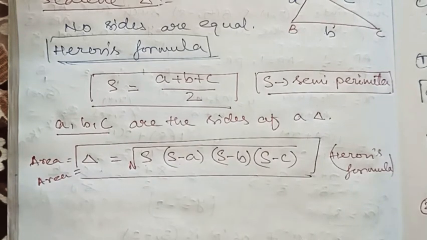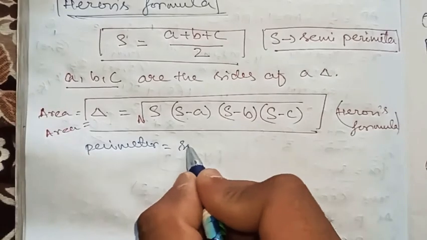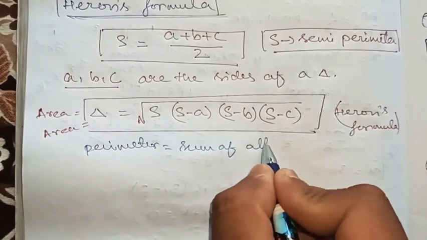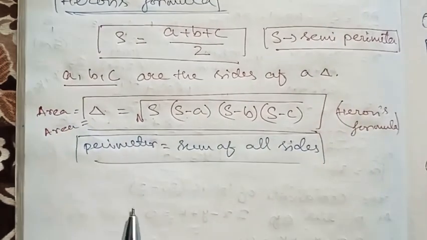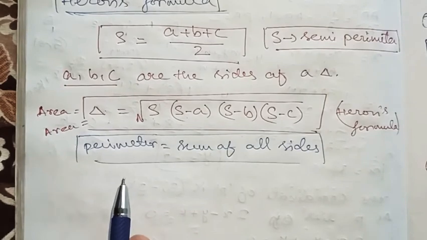Perimeter is the same, sum of all the sides, as you know. So perimeter is the sum of all sides. I am giving you an example to understand the formula.